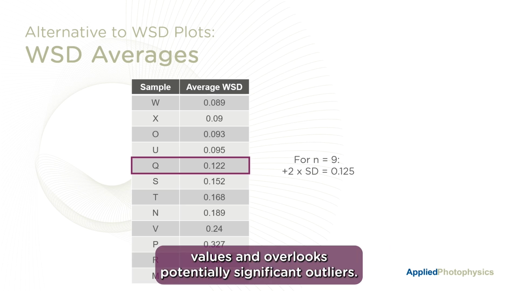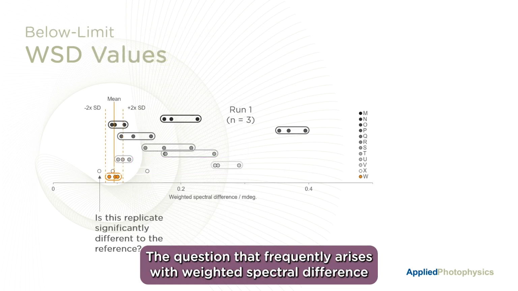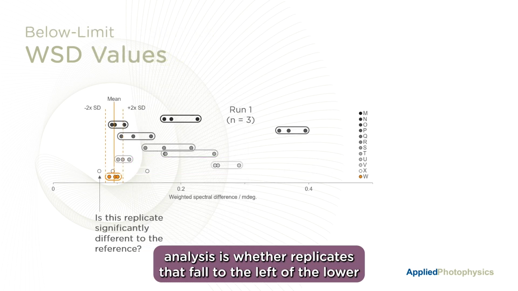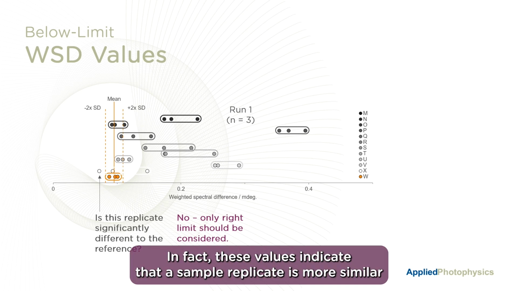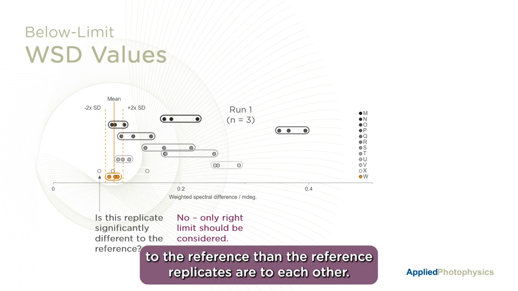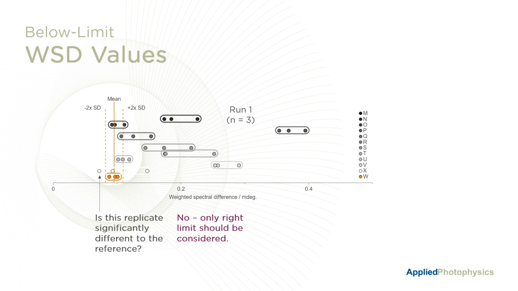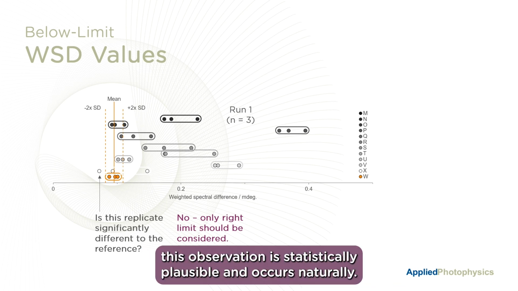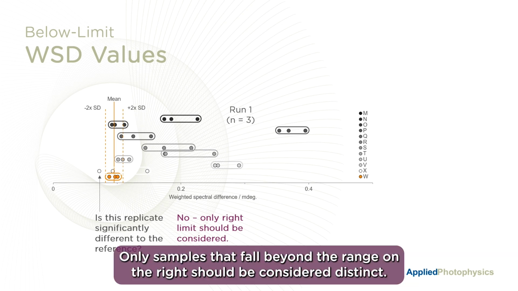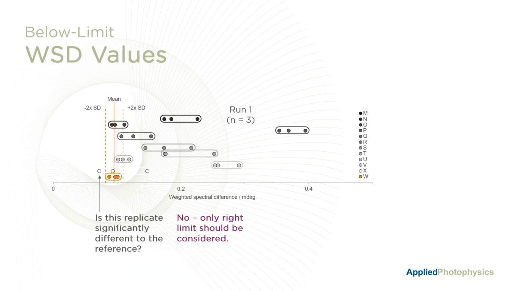potentially significant outliers. A question that frequently arises with weighted spectral difference analysis is whether replicates that fall to the left of the lower limit of the quality range are statistically significant. The answer is no. In fact, these values indicate that a sample replicate is more similar to the reference than the reference replicates are to each other. Although it may seem counterintuitive, this observation is statistically plausible and occurs naturally. Only samples that fall beyond the range on the right should be considered distinct.